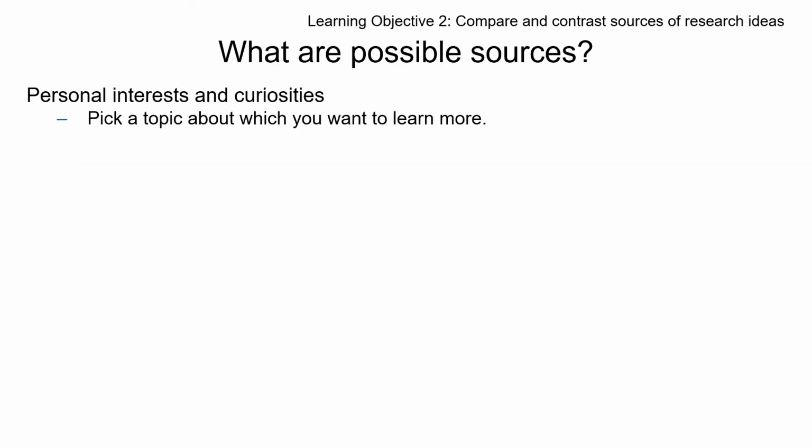Objective number 2, compare and contrast the sources of research ideas. So for this one, what we're looking for is basically how are we going to find our topic? How are we going to identify it? So that's that first step on the previous one, but now we're going to define more of how we're going to find this and identify it.